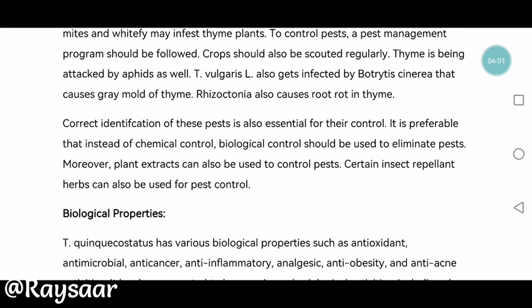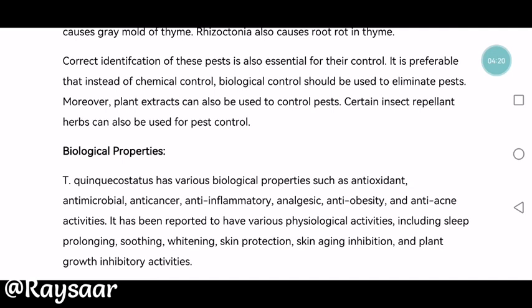Correct identification of these pests is also essential for their control. It is preferable that instead of chemical control, biological control should be used to eliminate pests. Moreover, plant extracts can also be used to control pests. Certain insect repellent herbs can also be used for pest control.